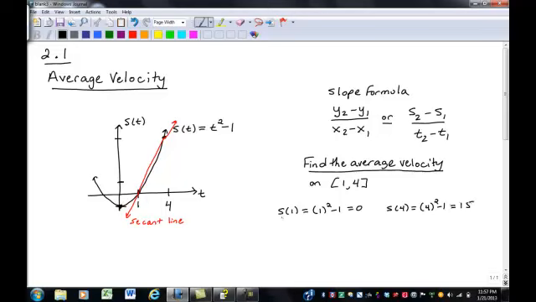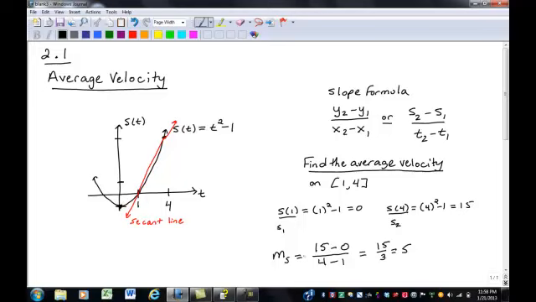So my s sub 1 is my first t, and my s sub 4 is my second s at my second t, so that's like my s sub 2. So to find my slope, I have s2, which is 15, minus s1, which is 0, over t2, which is 4, minus t1, which is 1. And this is 15 over 3, which is 5. So the slope of the secant line, sometimes they write m with a little s, is 5. And that looks like a line that has a slope of about 5.